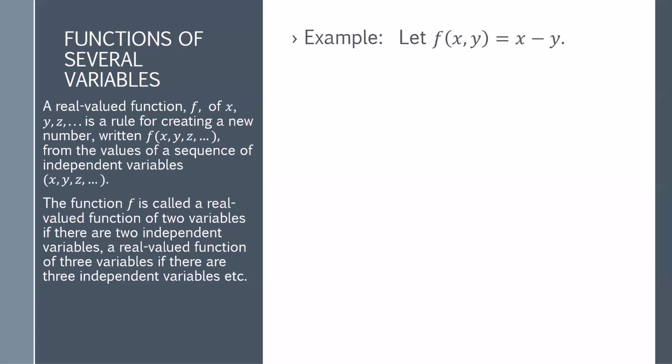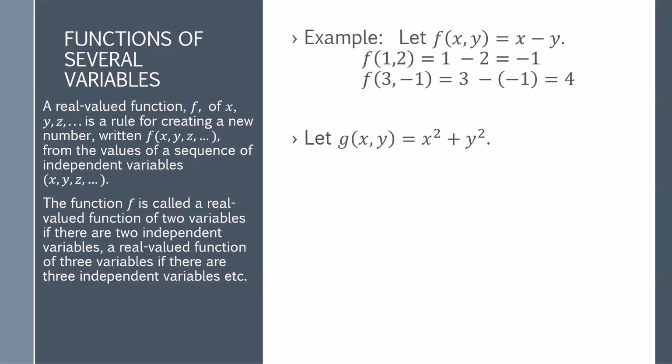For example, f of x and y equals x minus y is a function of two variables. If we plug in some values, say, for example, x equals 1 and y equals 2, we get 1 minus 2, or negative 1. F of 3 and negative 1 is 3 minus negative 1, or 4.